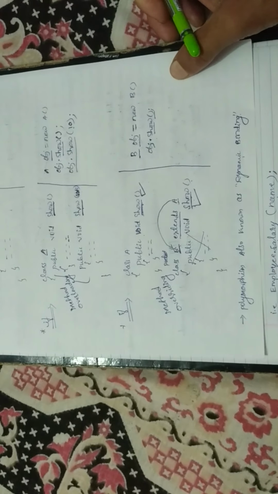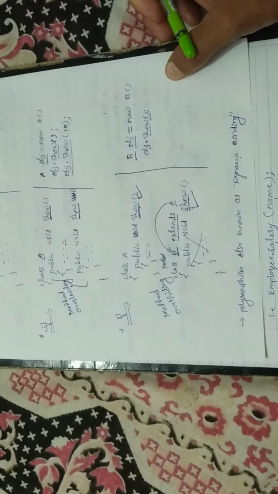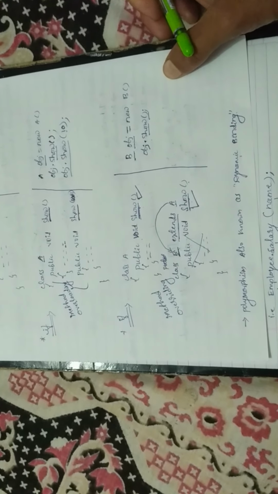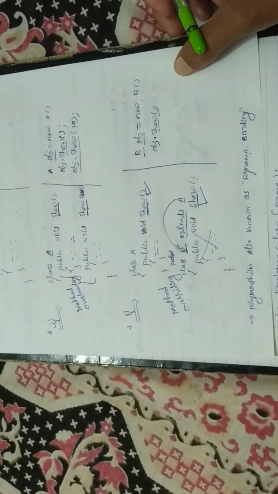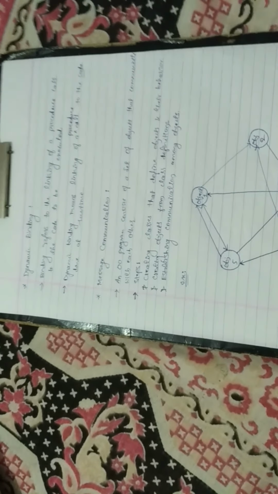Hello everyone. I was explaining polymorphism, that means the ability to take more than one form. Polymorphism is also known as dynamic binding. This dynamic binding is your next topic.